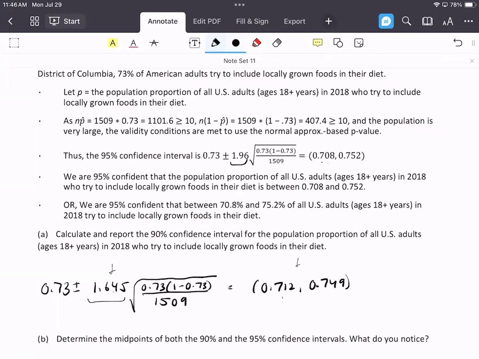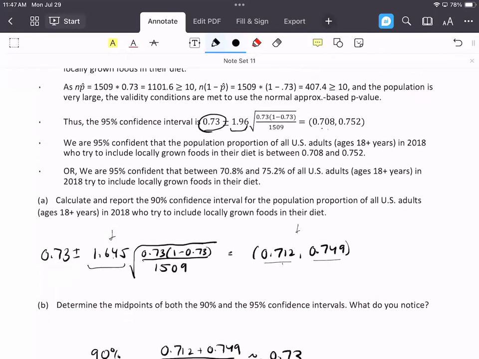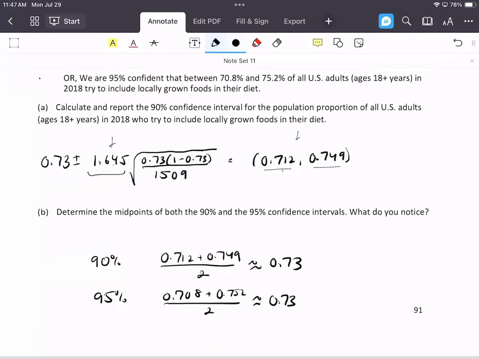Now, what are the midpoints of these two confidence intervals, the 90 and the 95%? What do you notice? Well, we know the midpoint, first of all, you don't even have to do the calculation. The midpoint has to be the 0.73 because that's where you start and you add and subtract the exact same value from both sides of it. But how would I figure out if I want to calculate it? I would take the average. I would take 0.712 plus 0.749 divide by 2. And that's what I did down here. And I ended up with 0.73, and that's what I should get, right? Because that's where we start the calculation. The center is that p hat.